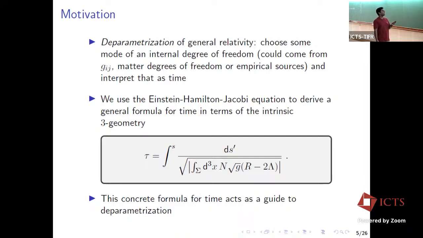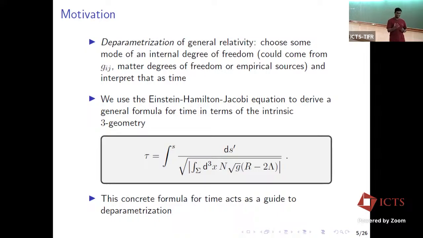So this concrete formula, as you can see, depends on the internal degrees of freedom, where this R is, for example, the Ricci scalar curvature of the metric Gij on the three-dimensional manifold. And this acts as a guide to deparameterization. So suppose I choose my sigma and this auxiliary function n, which I will motivate a few slides down in the talk, and this cosmological constant. Suppose I choose everything here, then this formula tells us that this particular function of the degrees of freedom on the three-dimensional manifold will serve as a notion of time.